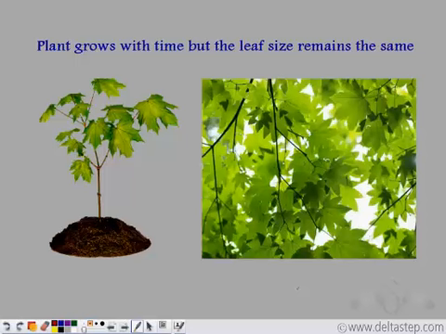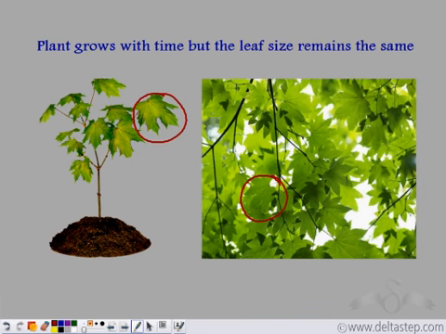A plant grows with time from a small sapling into a huge tree. But see, the leaf sizes remain almost the same in both the stages. See, the maximum leaf size in a sapling is almost of comparable size with the leaf in the large tree. So with the increase in the vertical height or the lateral growth of the tree, the leaf sizes don't increase.